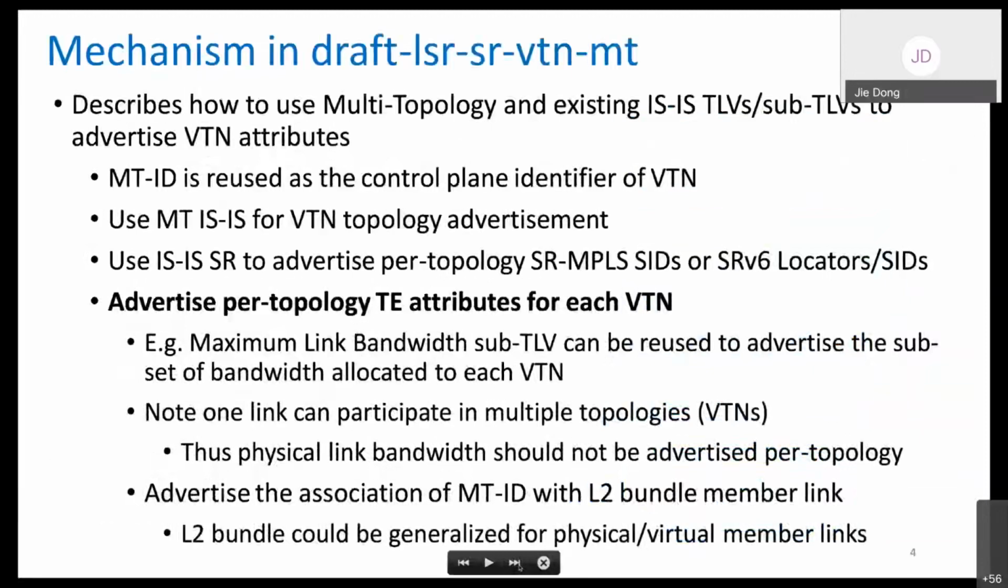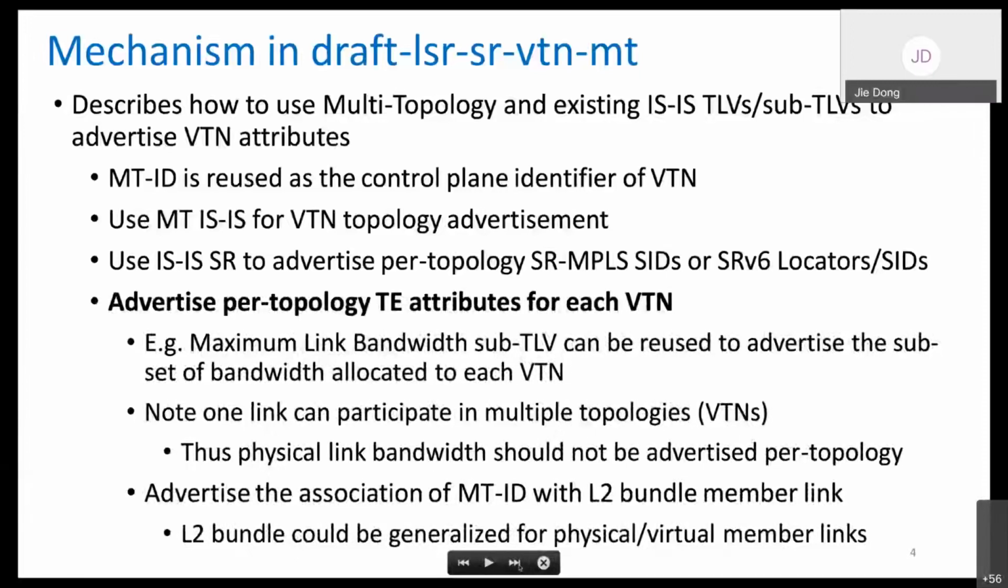Okay, here we'll briefly talk about the mechanism we proposed in this LSR SR VTN MT draft. This draft describes how to use the multi-topology and the existing IS-IS TLVs or sub-TLVs to advertise the attributes of a VTN. In this draft, we reuse the MTID as the control plane identifier of a VTN, and the multi-topology IS-IS mechanism is used for the topology advertisement. Then we can use the IS-IS segment routing extensions to advertise the MPLS SIDs or SRv6 locators of VTNs at the topology level.